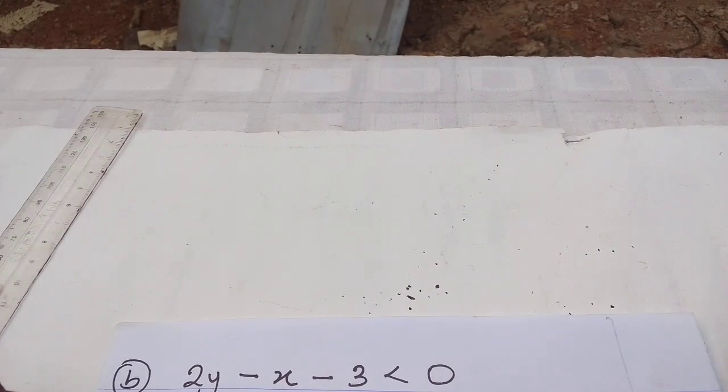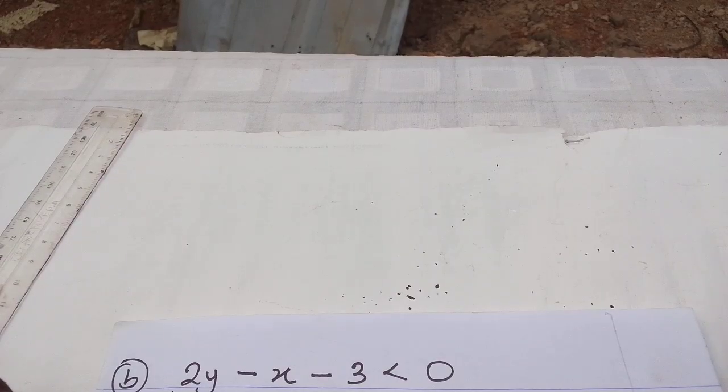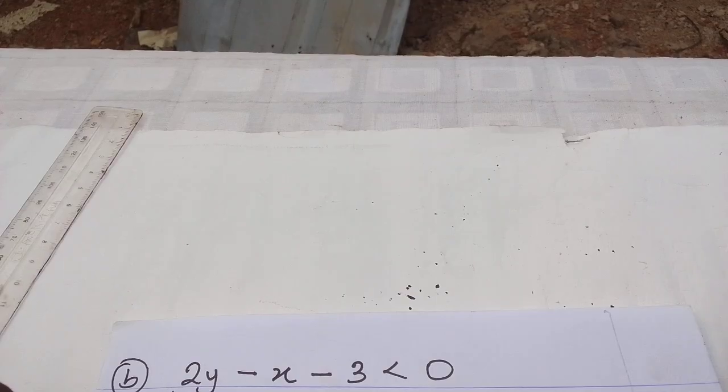Let's do another example. 2y minus x minus 3 is less than 0. Now, in this situation, we want to represent it on the graph. Before then, we need to look for the coordinates we are going to plot on the Cartesian plane.